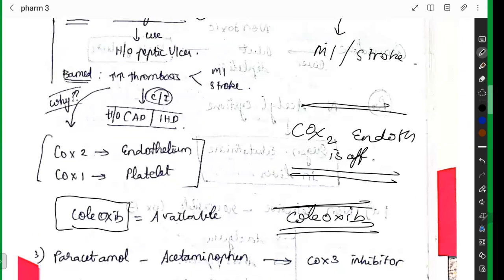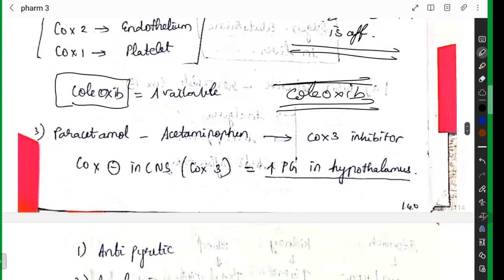Celecoxib. Remember, now coming to the third one, that is paracetamol. Paracetamol is not a COX-1 or COX-2 inhibitor. Paracetamol is a little different. It is a COX-3 inhibitor. So remember, COX-3 is present in your CNS.